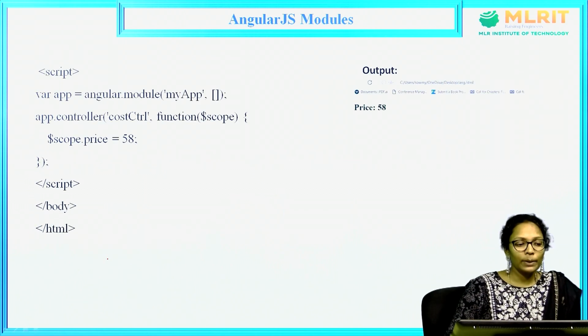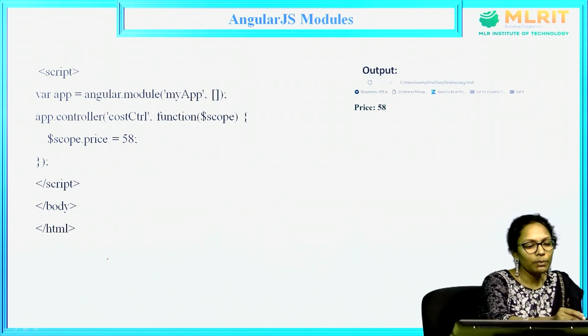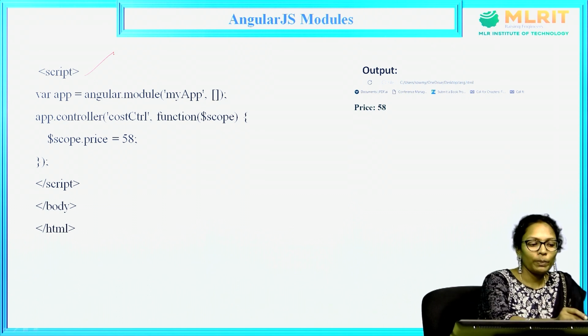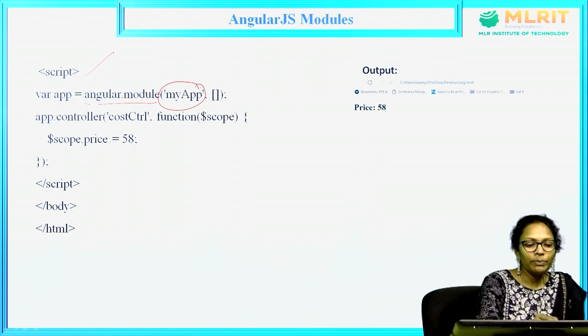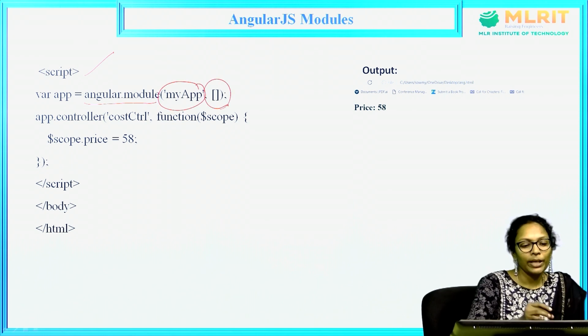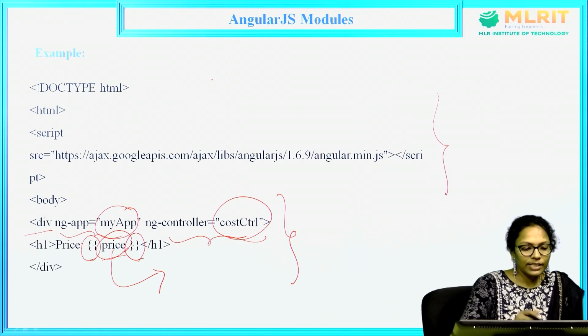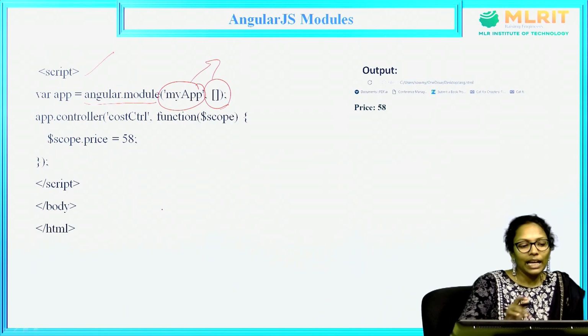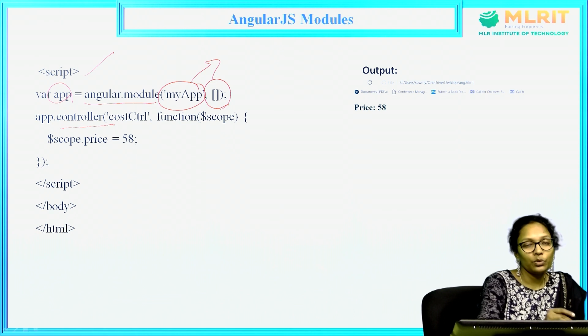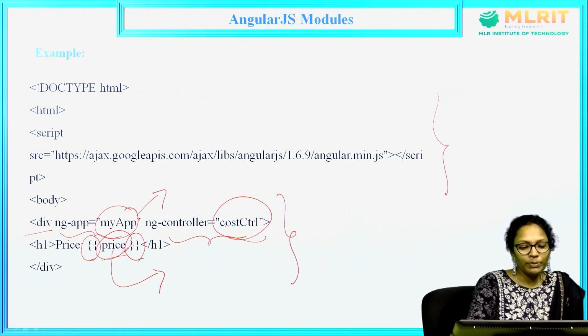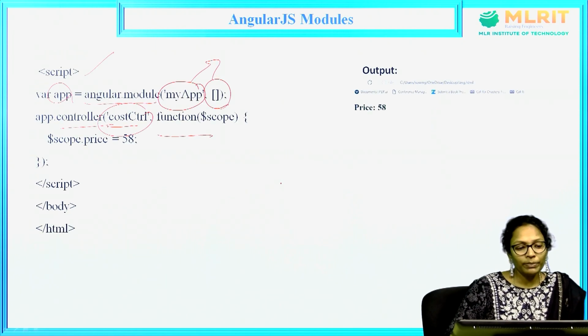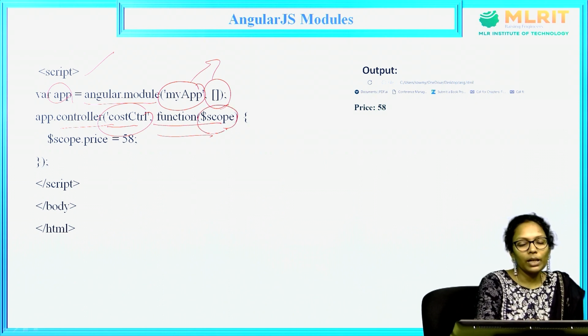How can I get that? By defining a module. How can we define the module? Using the script tag. So open the script tag. Here create a module using angular.module, the module name, and the second parameter is an empty array. If you observe, the module name is the same as your ng-app name, and for this app I am applying the controller using app.controller, which takes two parameters. The first one is cost control, the name of the controller, which is the same as your ng-controller, and the second one is a function with one parameter $scope, which refers to your AngularJS application.